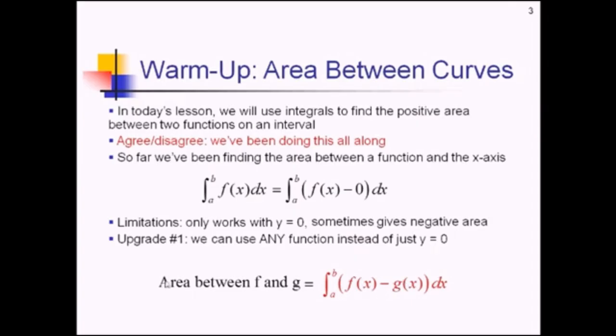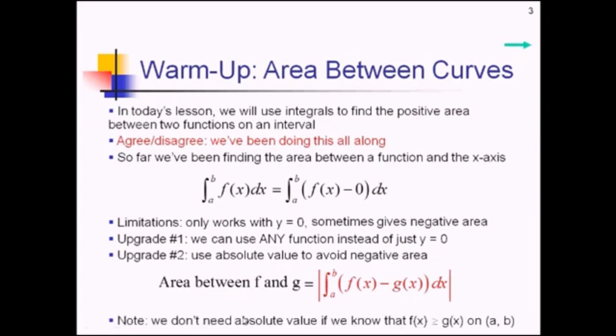So our other upgrade for this is we're going to use absolute value sometimes to avoid negative area. Now, one way to do that is by putting it around the whole integral. You also could put it inside the integral depending on whether or not you're able to use a calculator. Or you could just not include it at all. It turns out you actually don't even need the absolute value if you know that f of x is greater than or equal to g of x on your interval. So we'll take a look at all different cases today.